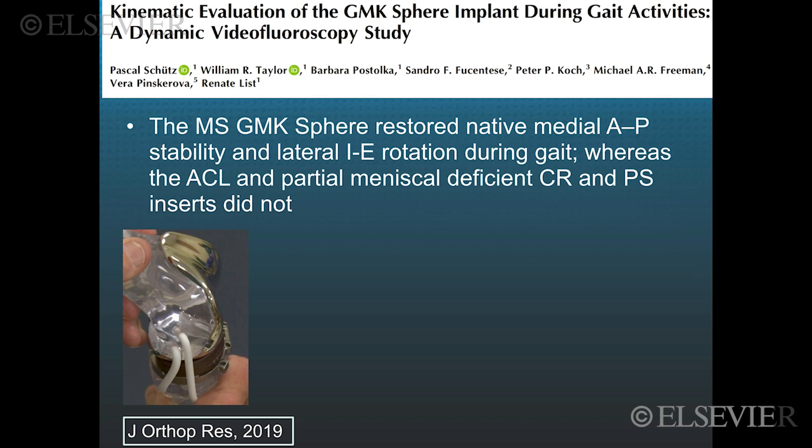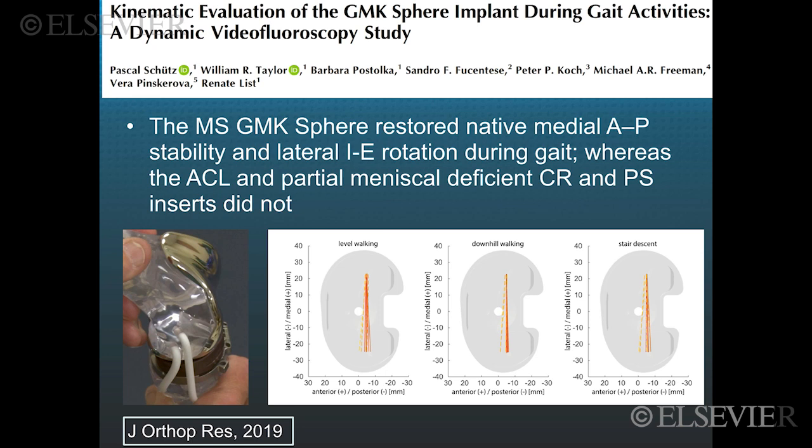So they're studying the MS medial stabilized GMK sphere, and it restored native medial AP stability and lateral IE rotation during gait, whereas the same implant company's ACL and partial meniscal deficient CR and PS inserts did not. So here are some top views of a tibial insert during level walking, downhill walking, stair descent. You can see the AP position on the x-axis and lateral medial on the y-axis. And in level walking, the contact position in the GMK sphere medial stabilized was in the same position through the entire motion arc of gait.